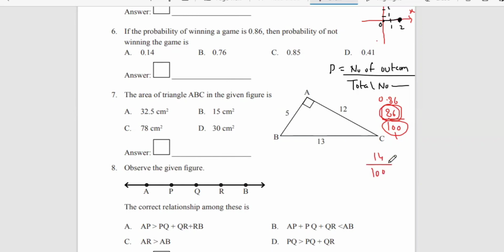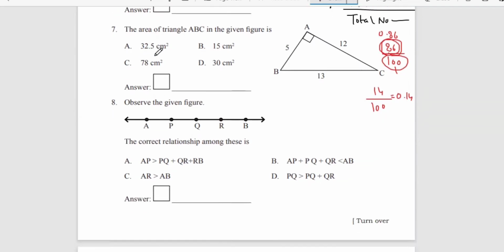If I want to find out the final value, what should I do? I should divide it. So 14 by 100, I'll get the value as what? 0.14. And that is the right answer. So let us search it. Is our answer there in our options or not? Yes, it's over here. Option A is our right answer. That is 0.14.